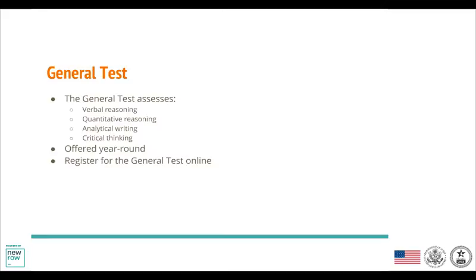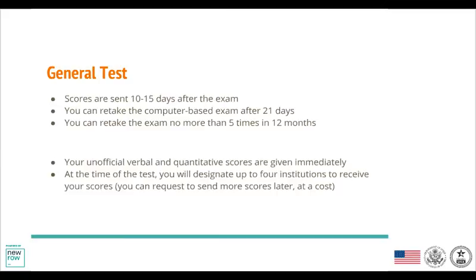So the General Test, as I mentioned, assesses readiness for graduate level education. We do this by assessing verbal reasoning, quantitative or numerical reasoning, analytical writing, and critical thinking. And the critical thinking component is not a standalone part of the test, but rather is woven throughout the entire exam. The GRE is offered year-round in various test centers and locations throughout the world, and you can register for that online, and you'll be able to put in your address and figure out what the closest test centers are to you to register for that exam.